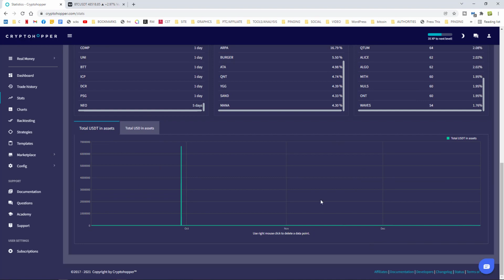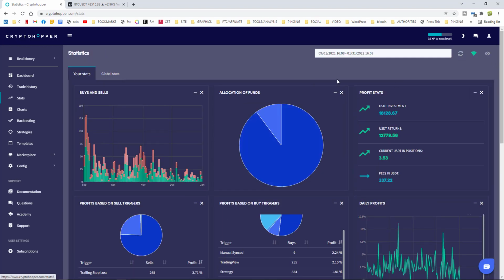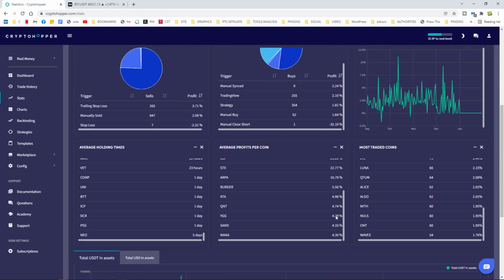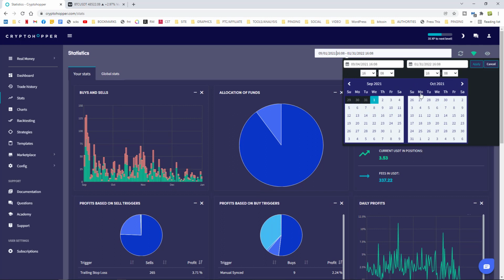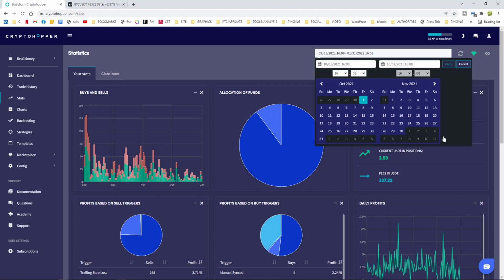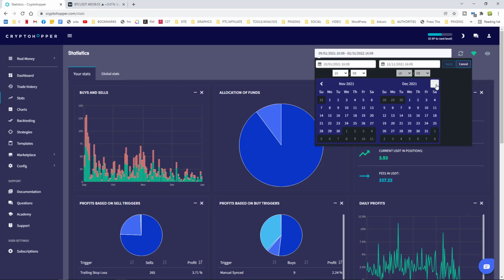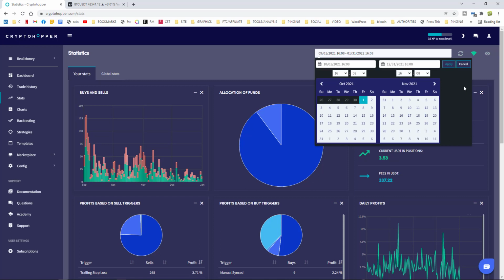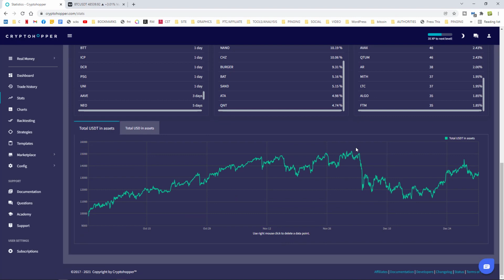Why isn't this populated properly? Let me just do this. Sometimes it fixes it. No, I think this time period that I've got in here is too long. Let's go from October 1st to today. Ah, that's more like it.